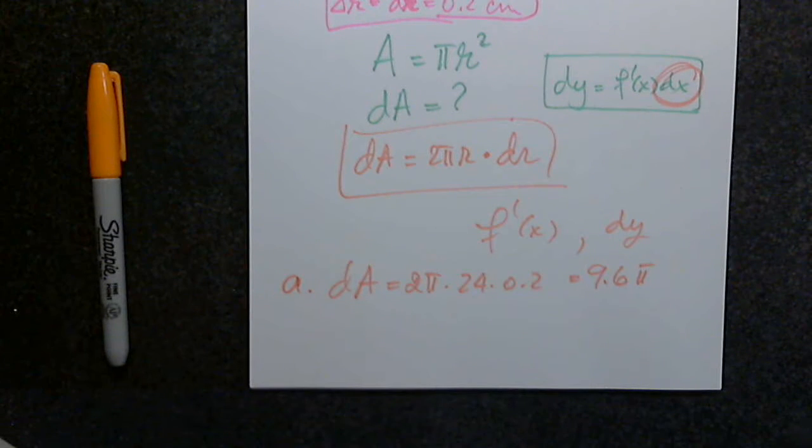We estimated what that 0.2 triggers in the area, but it's an estimate, right? We know it's pretty close because dx is tiny. It's not big, right? So delta dA is pretty close to delta A, the exact. Okay, part B. What is the relative error?